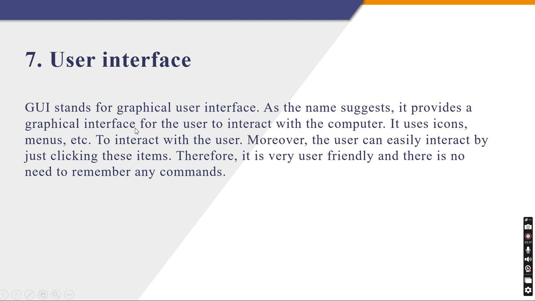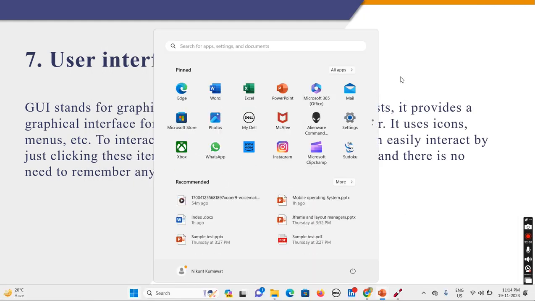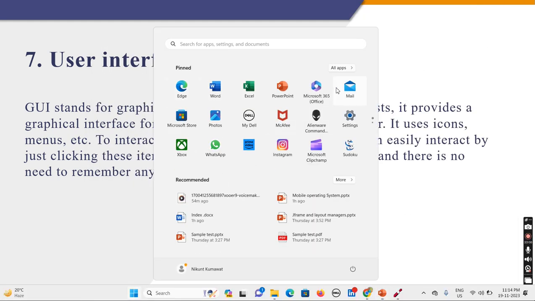As the name suggests, graphics means pictorial form. It provides a graphical interface for the user to interact with the computer. It uses icons, menus, etc. to interact with users. Moreover, the user can easily interact by just clicking these items. Here are some simple examples of a graphical user interface.